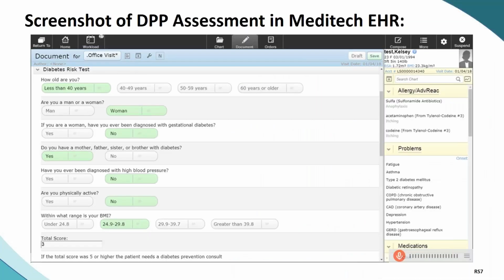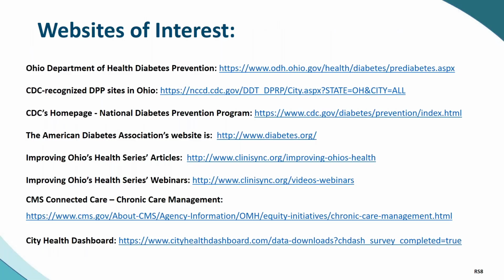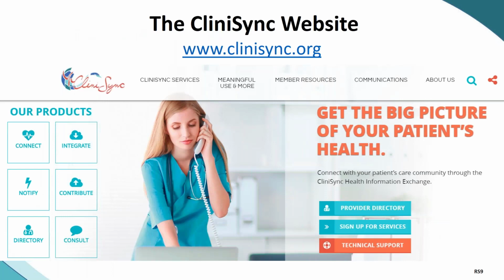The other thing you may want to look at if you don't have it already, and I know a lot of systems moving to the 2015 edition CERT have built in these tools, but if not, here's an example of a DPP assessment form built into an EHR system. In this case it's Meditech, but it gives you an idea of how easily it can be put in and then used by your providers. All these links are available to you for additional information. Scott, are you going to do the questions?